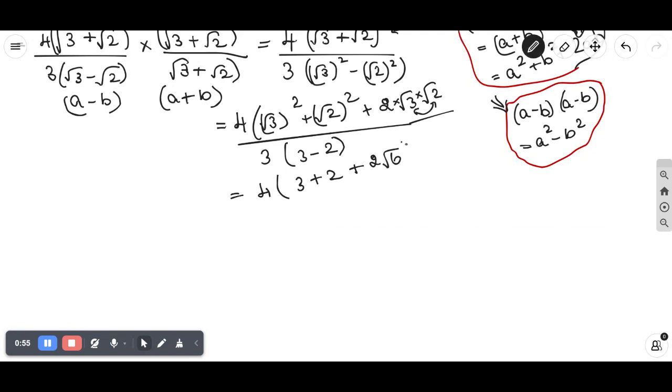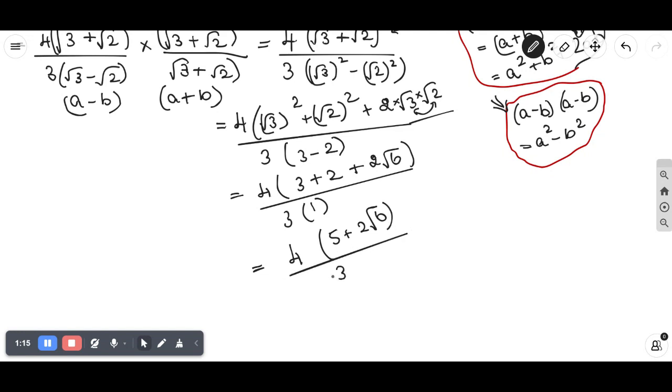Yes. So now your numerator is done. Go to the denominator. That will be 3 times of 3 minus 2, which is 1. So now, this is the final step: 4 times of, what is 3 plus 2, is nothing but 5 plus 2 root 6 by 3. Can you simplify this further? No. So just write it as such.